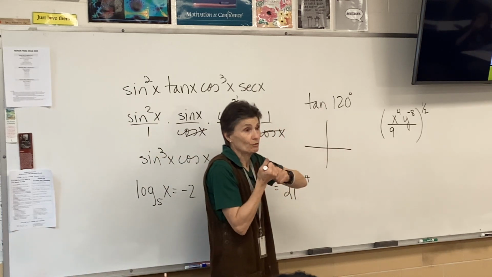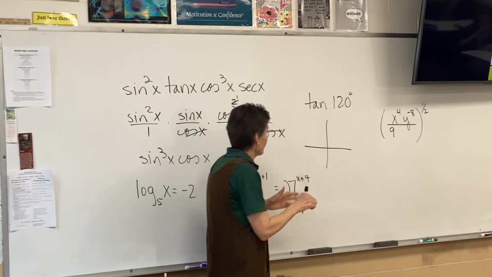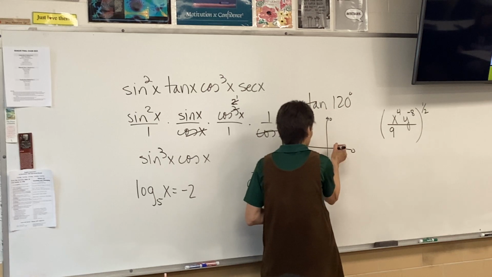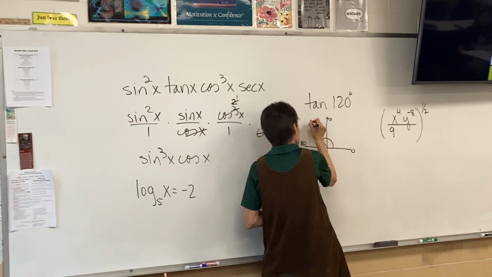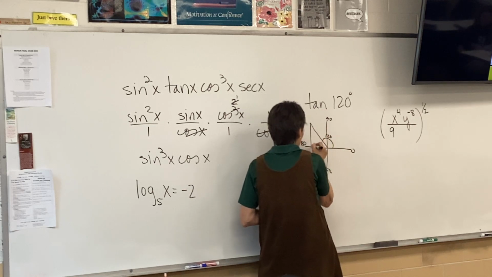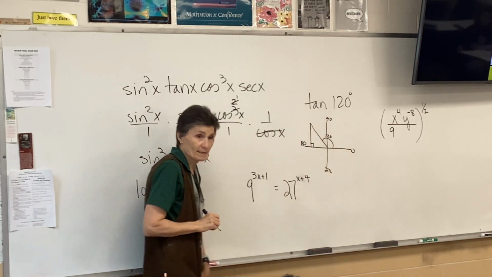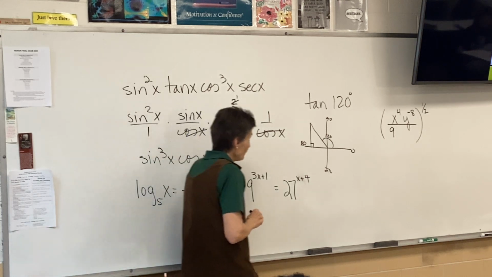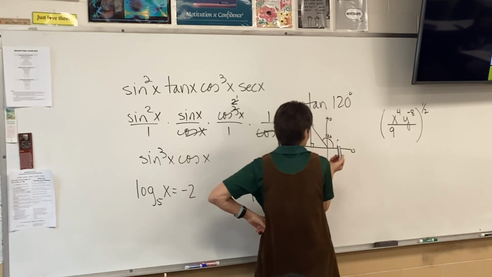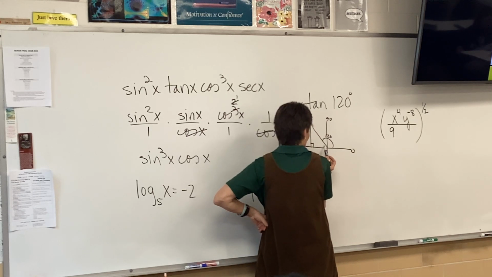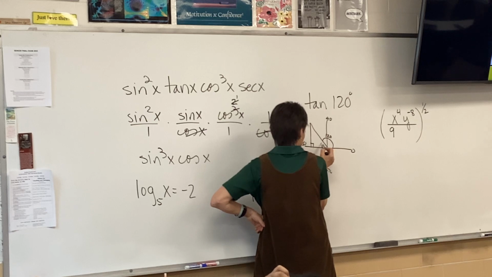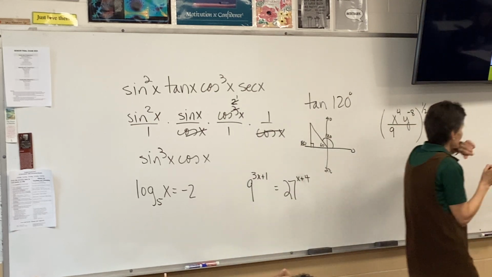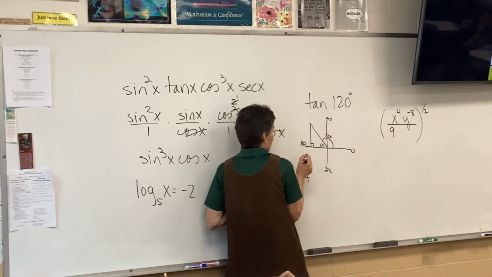The tangent of 120 degrees. So we're going to draw 120 degrees, remembering our standard position labels. We draw the perpendicular, always to the x-axis. Remember that little butterfly bow tie deal? Then we have to figure out, using our logic, how big is this angle right here? 60.